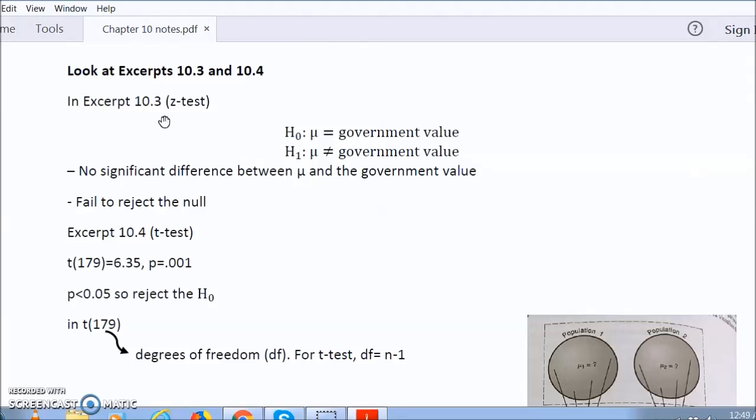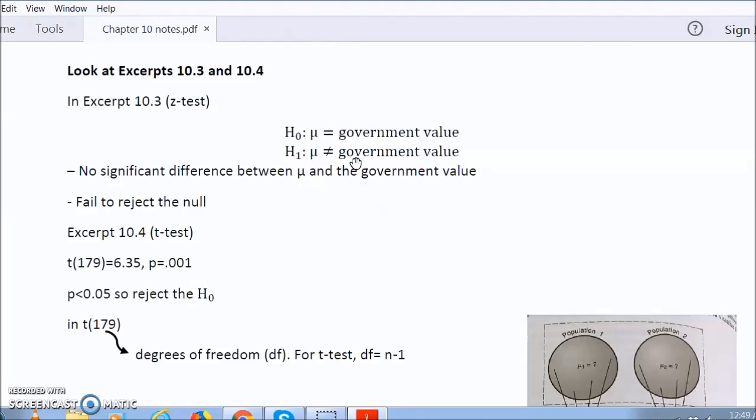It was used to test the statistical difference between the autistic children and the Japanese standard value. So now they want to compare the autistic difference to the Japanese standard values. So your null hypothesis was that your mean would be equal to the government value, that means equal to the Japanese standard values that is given. But your alternate hypothesis stated that the mean would not be equal to the government value, that means it would not be equal to the Japanese standard value.